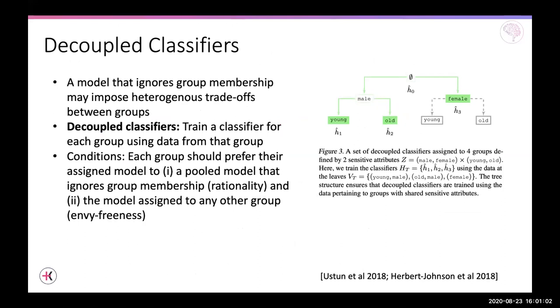Another related issue is that of a decoupled classifier. So this is more in terms of how you create classifiers which are more accurate and fair. Assuming that you have sufficient data for the classes of interest, if you train a model on the overall population, then because of the heterogeneous nature of the population, you may end up imposing certain trade-offs when you would not want to. So one way to decouple this is that you train classifiers for individual groups using data from that group, and then there are certain theoretical results with respect to where this will work or not.